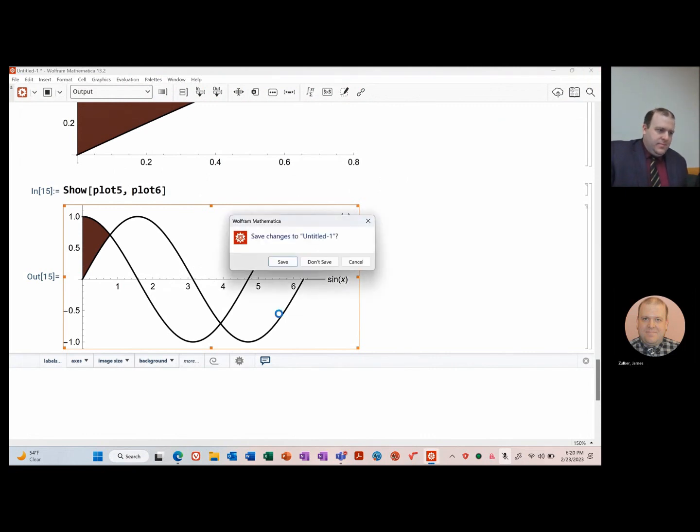What are we rotating this region with respect to? Oh, I didn't write that down. It's being rotated about the x-axis.